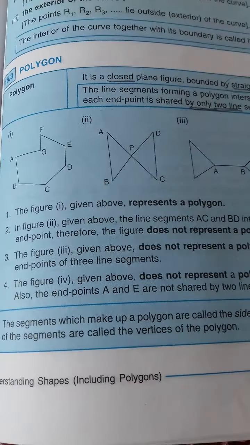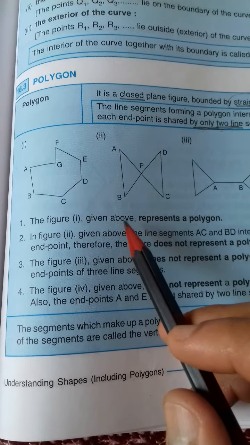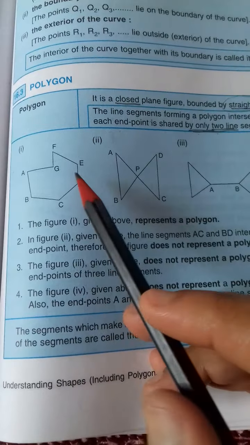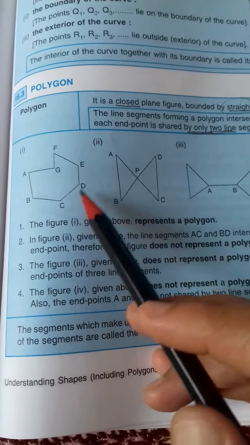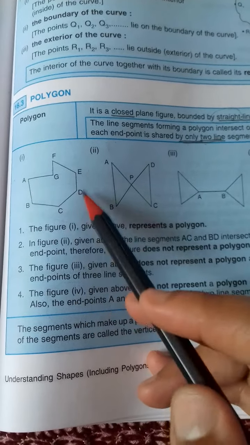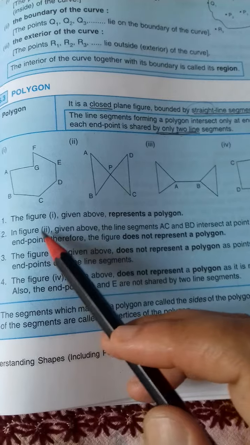The figure 1, this one, children, given above, represents a polygon. It is closed, not open from anywhere, and secondly bounded by straight line segments, right? Okay. Now figure number 2.